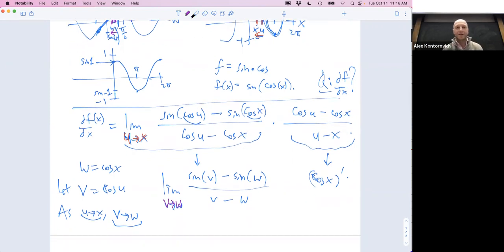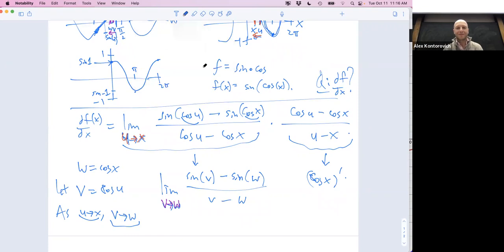What is happening in this limit? What is this limit? Sine of v minus sine of w divided by v minus w. The limit as v goes to w. Other than... Peter? Yeah, exactly. It's the derivative of sine. It's the derivative of sine, but where? Not at x, at w. It's the derivative of sine at w.